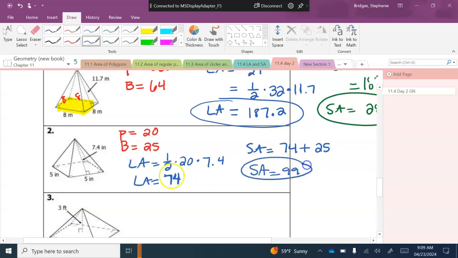Equals 99. Mariah, that's not what you had, though, is it? Those weren't your numbers? I don't remember those being your numbers.